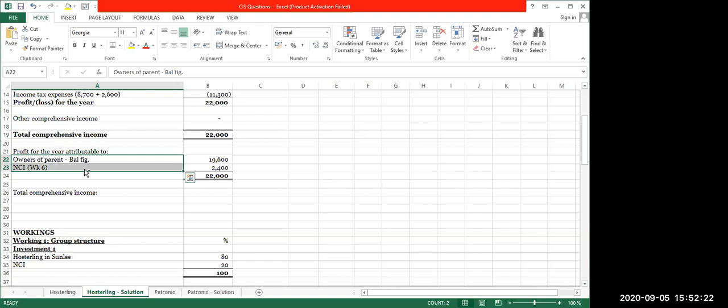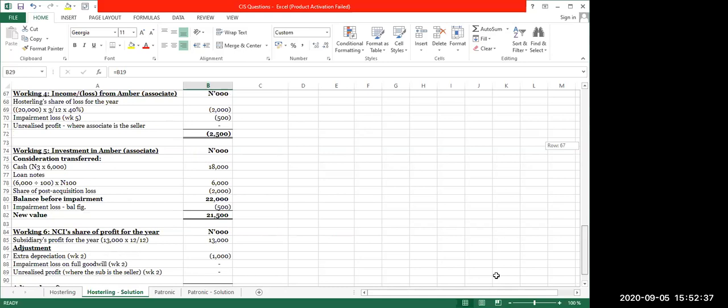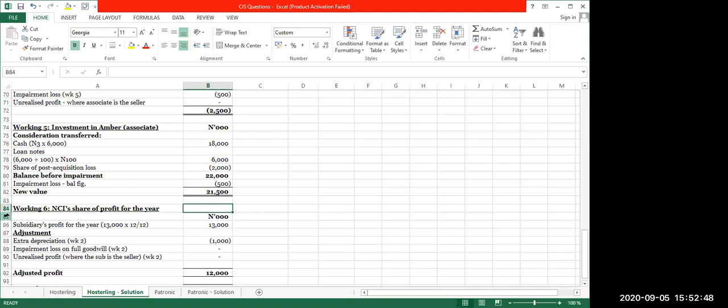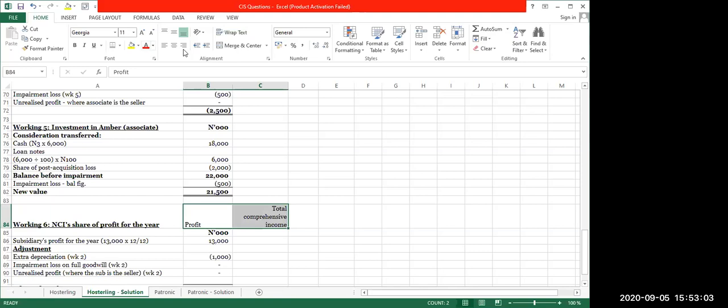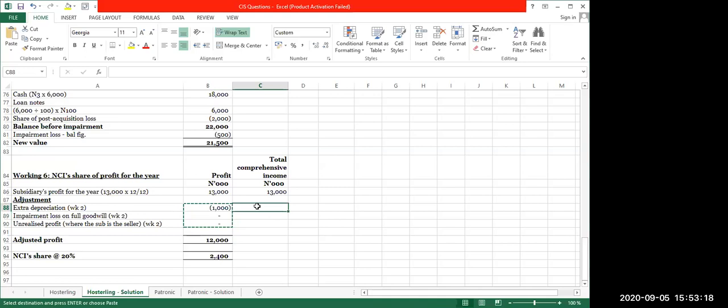We can also do something similar to what we did in working six. So we can just come to working six. What we can do is this: we'll say this downward, call this profit, call this total comprehensive income. The subsidiary total comprehensive income is also as good as 13,000 because there was nothing like OCI. Same things that happened here also happened here. So it's pretty much the same. NCI share is also 2,400.